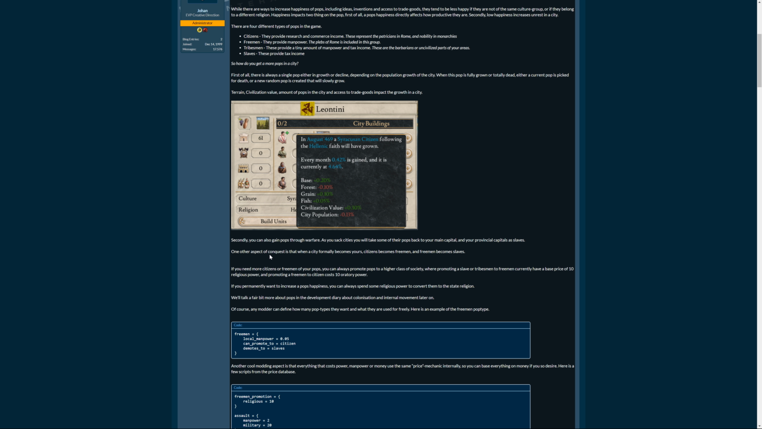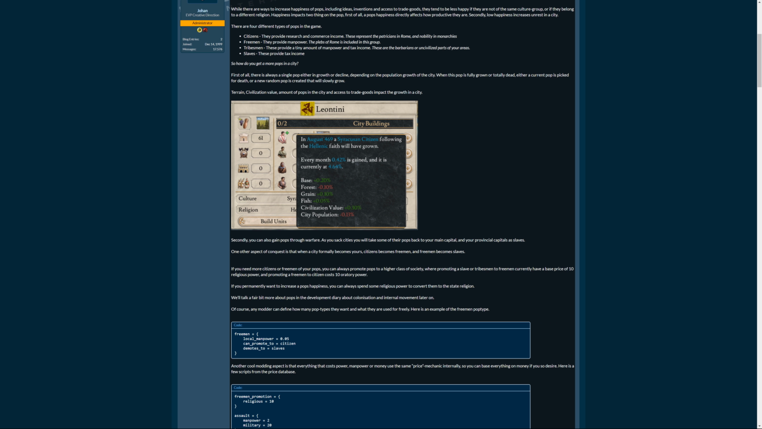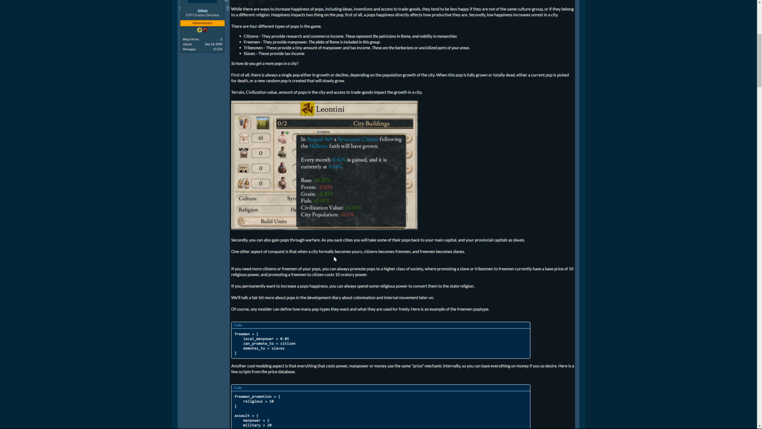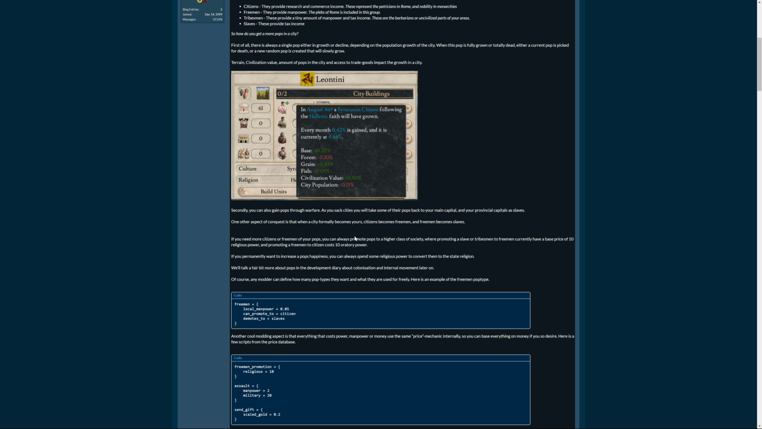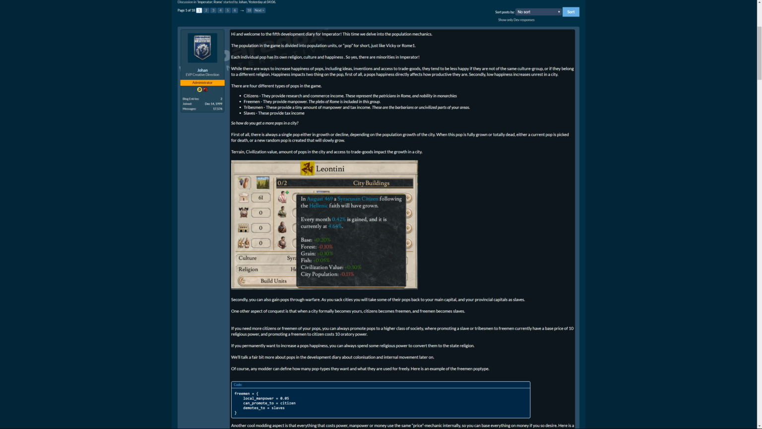One other aspect of conquest is that when a city formally becomes yours, citizens become freemen, and freemen become slaves. So the citizens of the new city are disowned, basically. The freemen become slaves. Everyone goes down one level lower. And that can be a problem, because your new cities then won't have any research and nearly no commerce income.